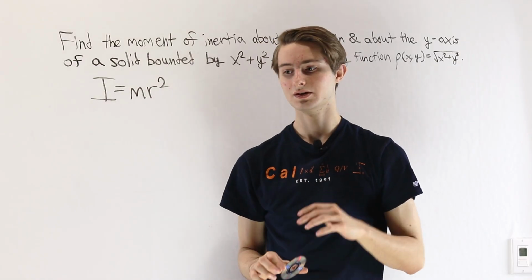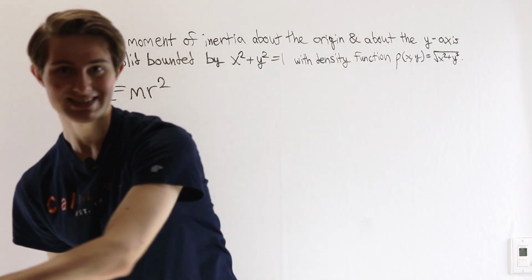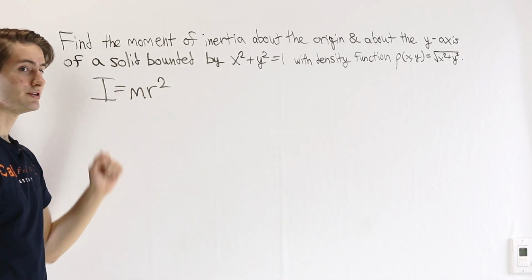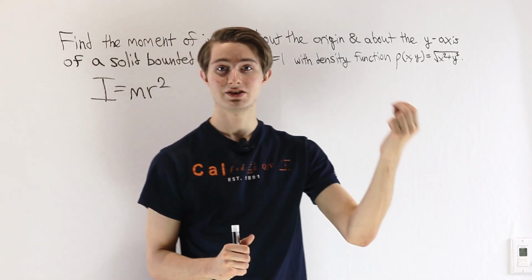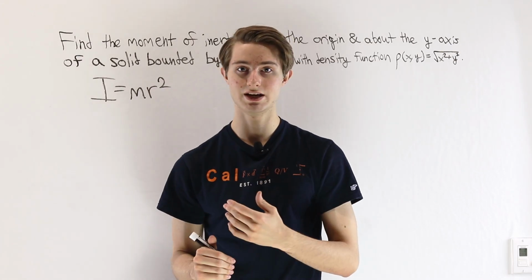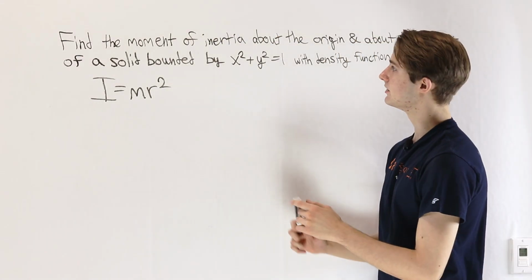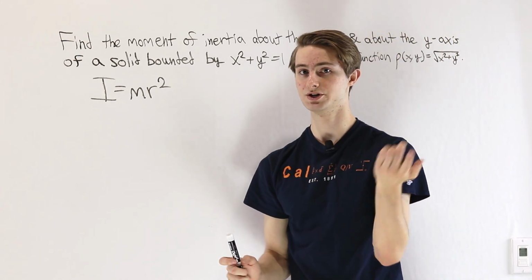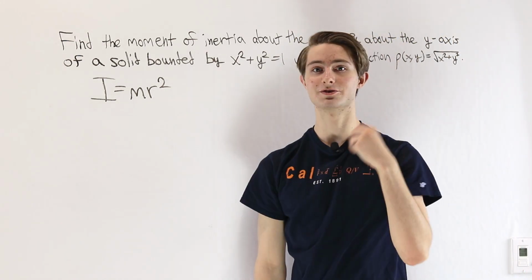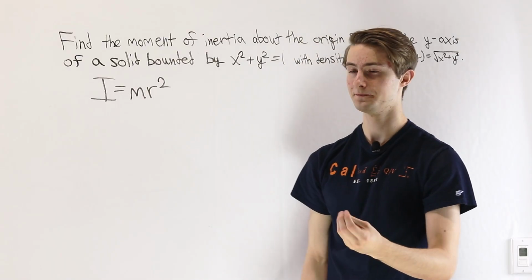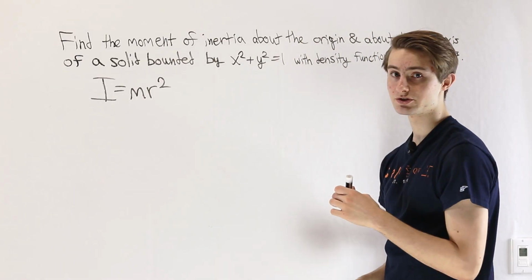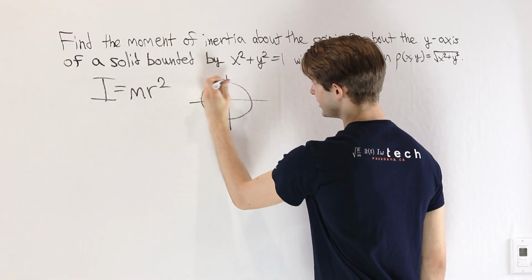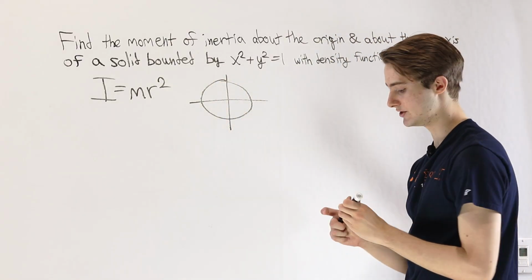In that case, we have to think about what the notion of distance is describing in each of those cases. The distance r is talking about the distance from the axis of rotation. So if we are talking about the moment of inertia about the origin, we're saying that we're rotating about the origin. r is going to come from distance from the origin. So if we're looking at our particular solid that we've talked about here, it's going to be bounded by x squared plus y squared equals 1, which is a circle of radius 1.